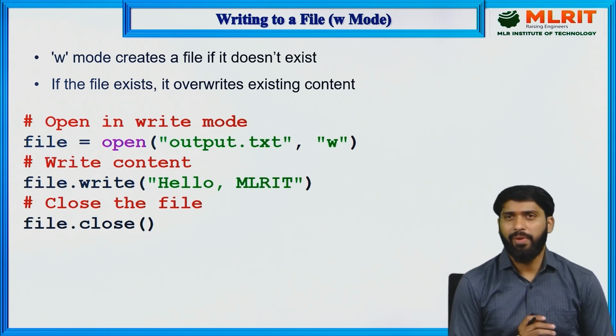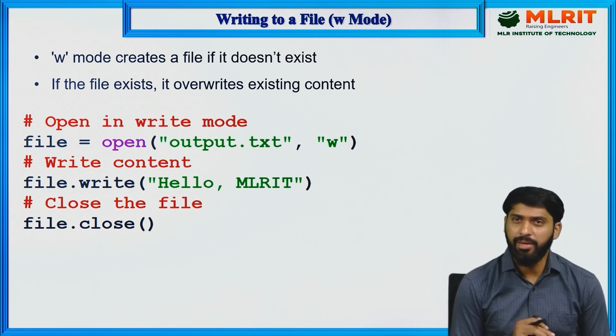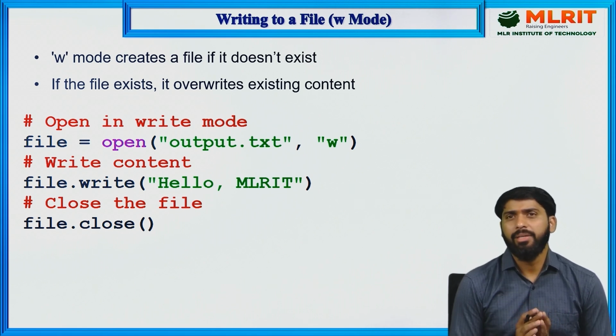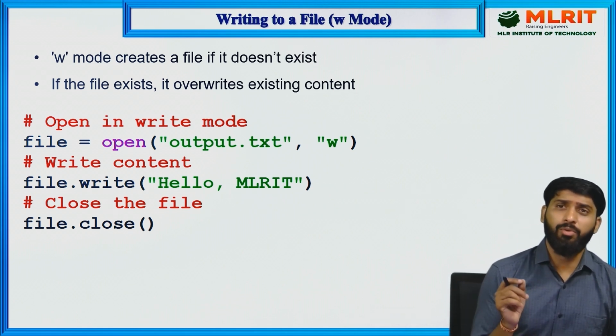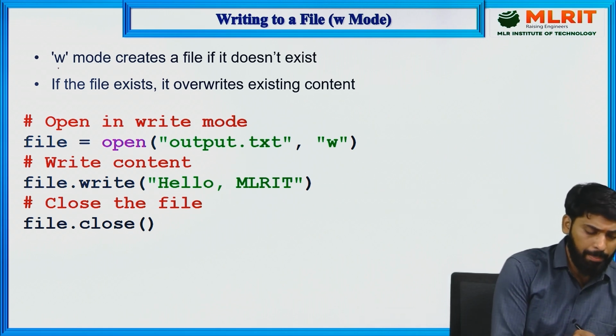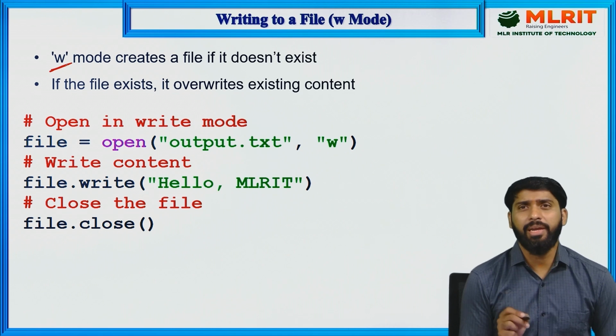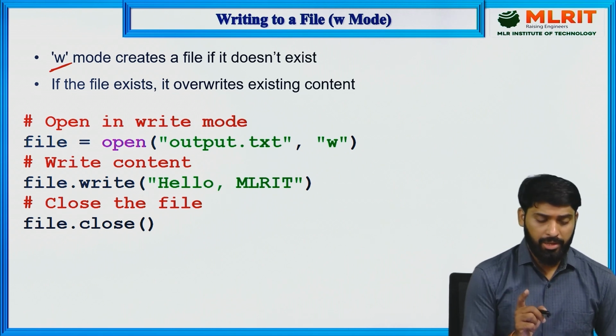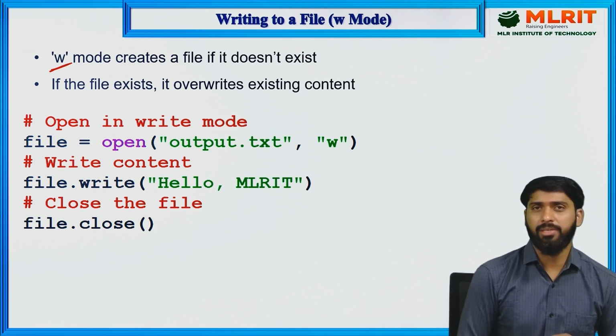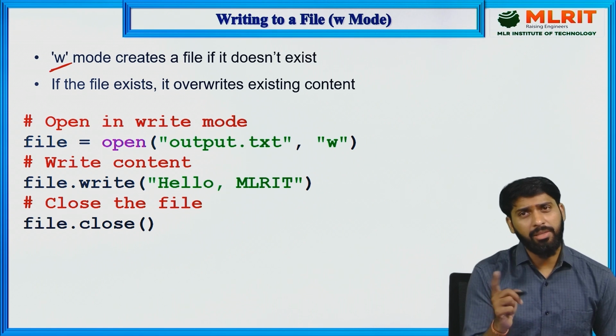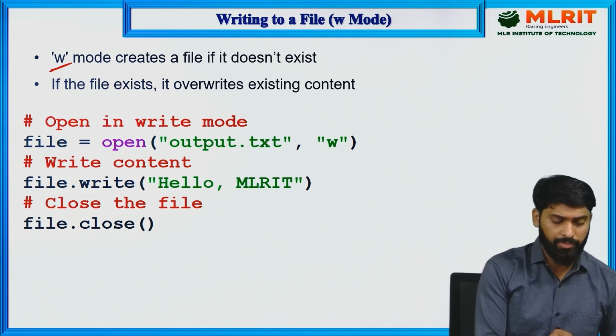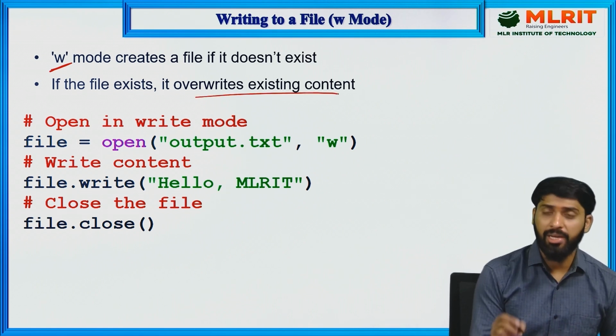So, write into a file. The first one was reading. Now I want to write some content onto the file. For that I open the file in W mode. W mode creates a file if it does not exist. If the file exists, then it will be overwritten. If the file exists, it overwrites existing content.